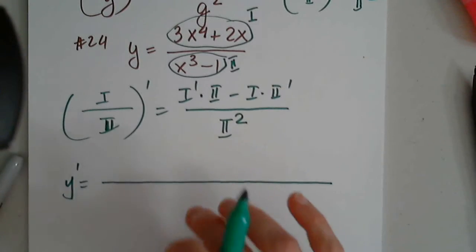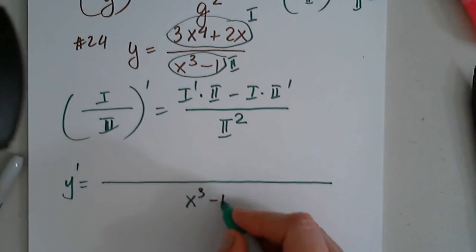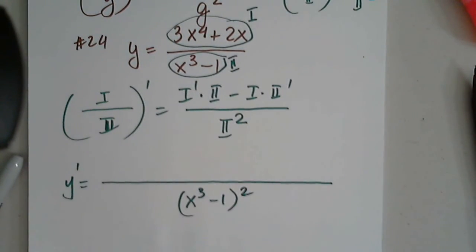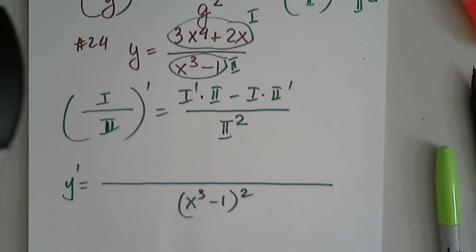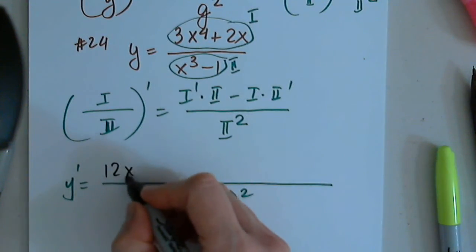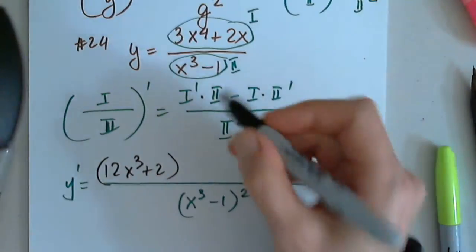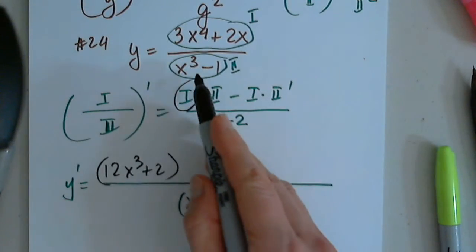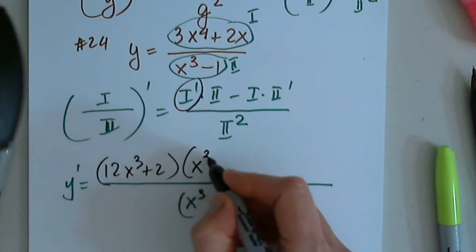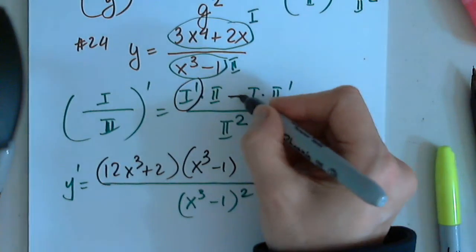I will start by writing the denominator squared, x to the third minus 1 squared, so I can forget about it for now. Can anyone differentiate the numerator for us? Yes? 12x to the third plus 2. Great. So this is this piece. Now we have to multiply by the second function. The second function is the denominator. Now I reach this stage.